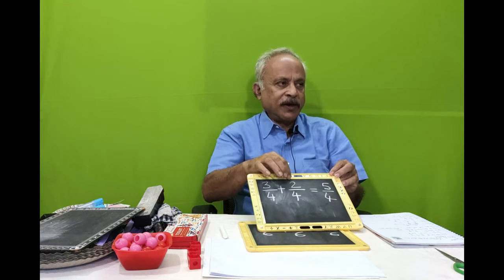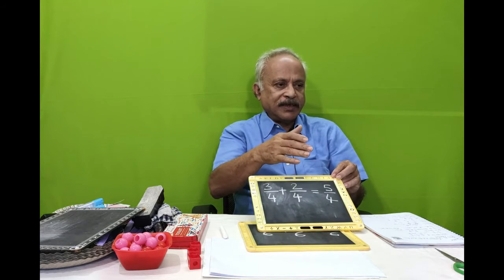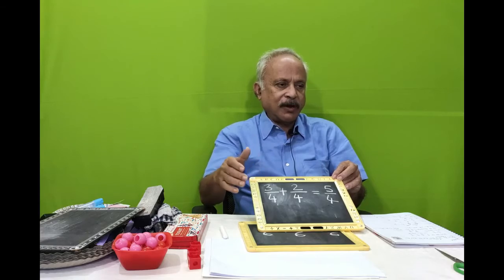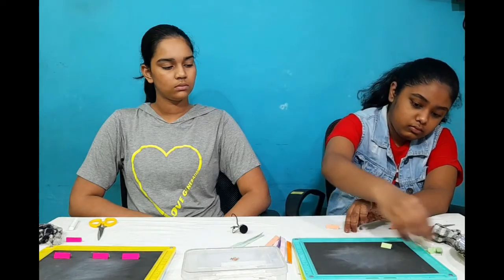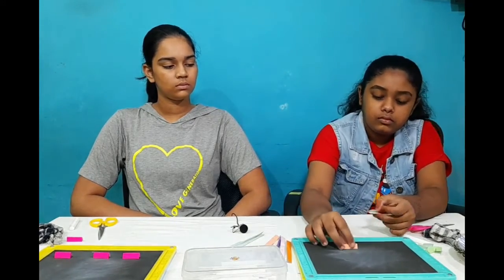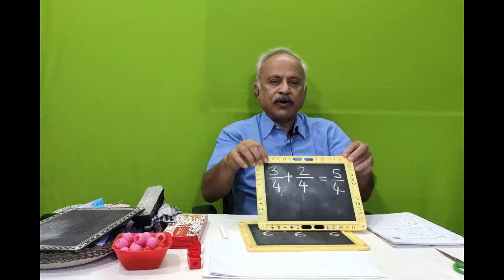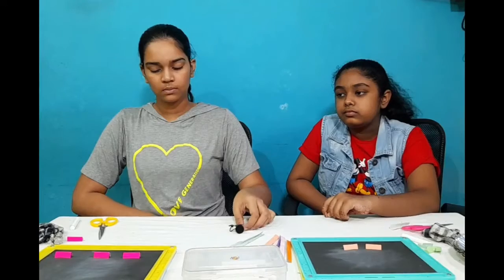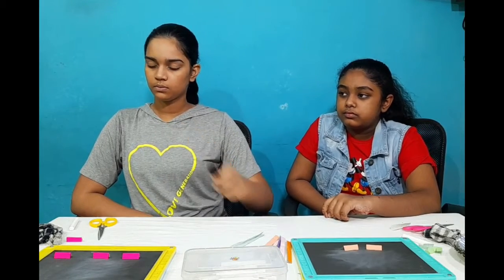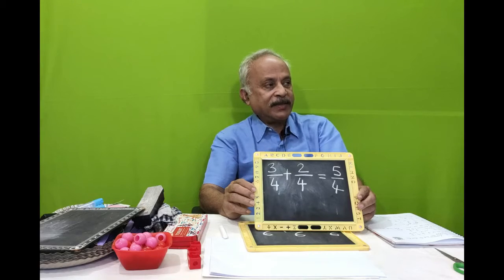But I wanted you to make 2 by 4. So please keep the 1 by 6s out of the slate. We'll use them later. And that is now 2 by 4. Okay. And Nandita, what do you have in your slate? 3 by 4. So now can you add these?